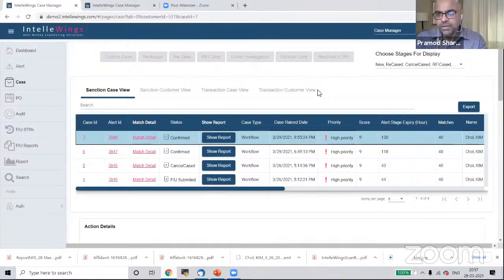So this is just a high-level workflow, but I don't want to take a lot of time.